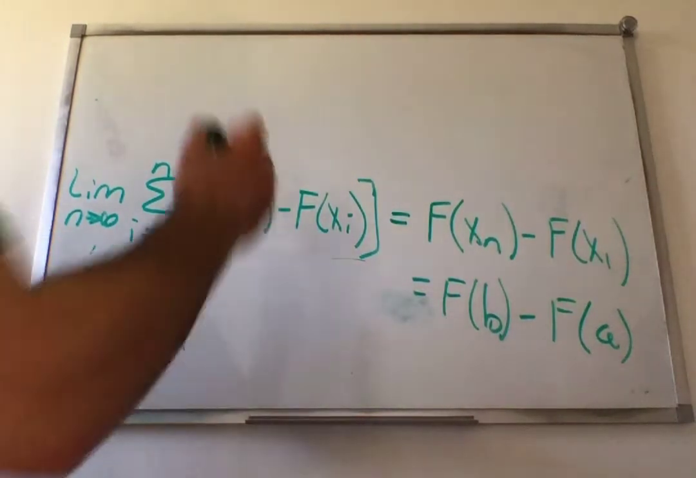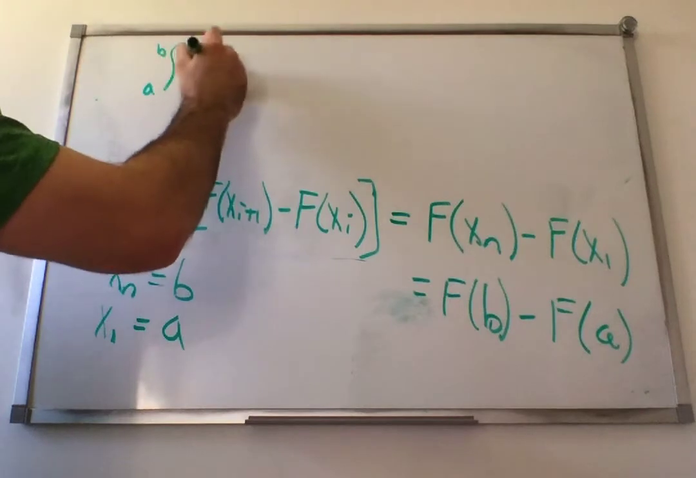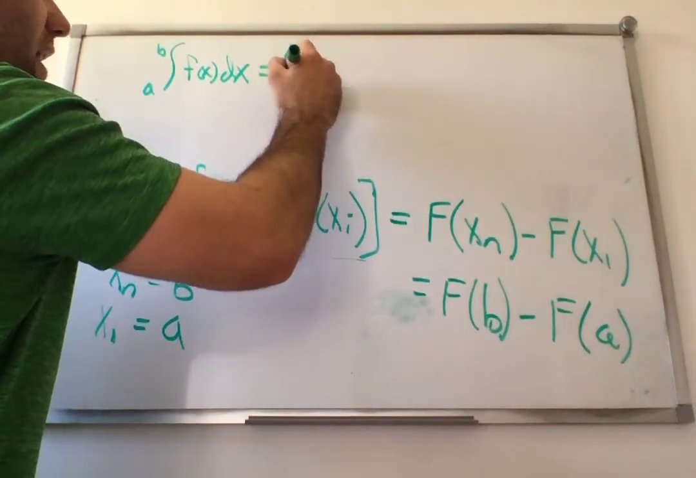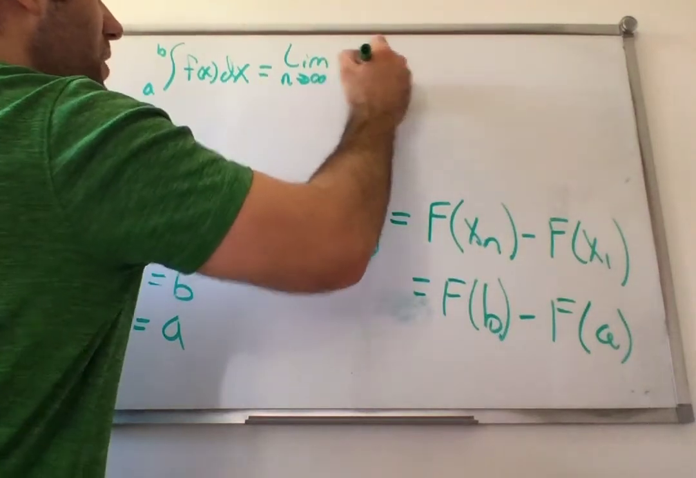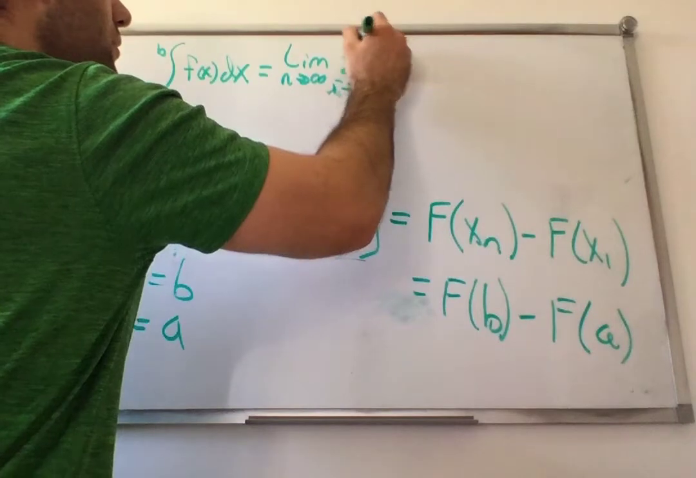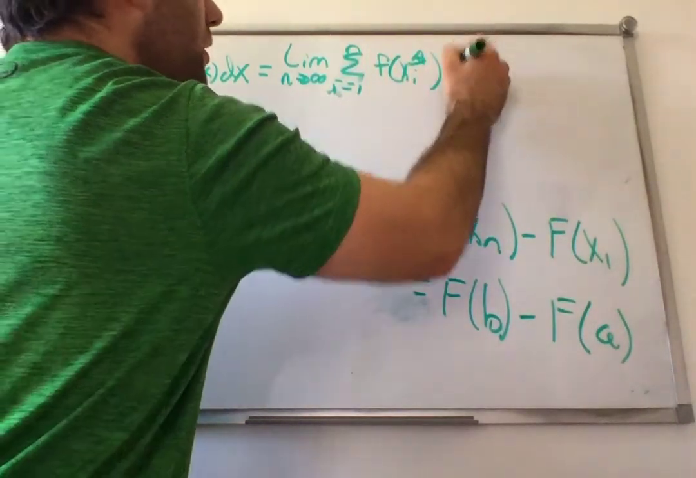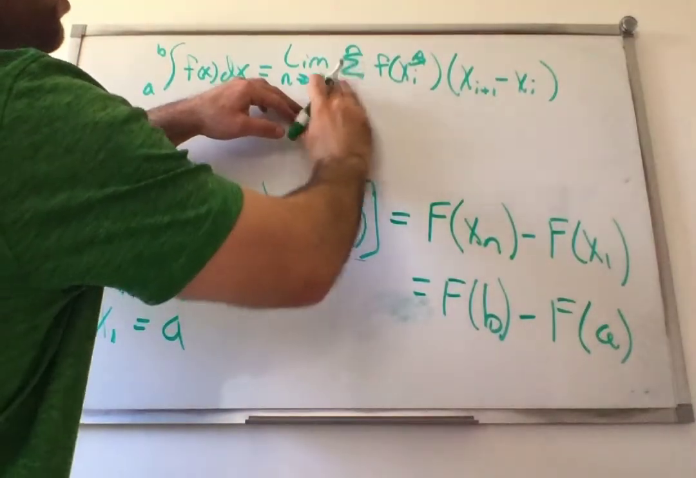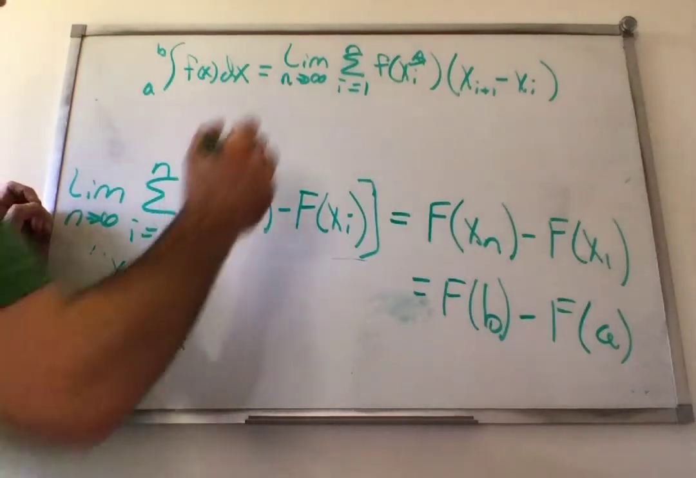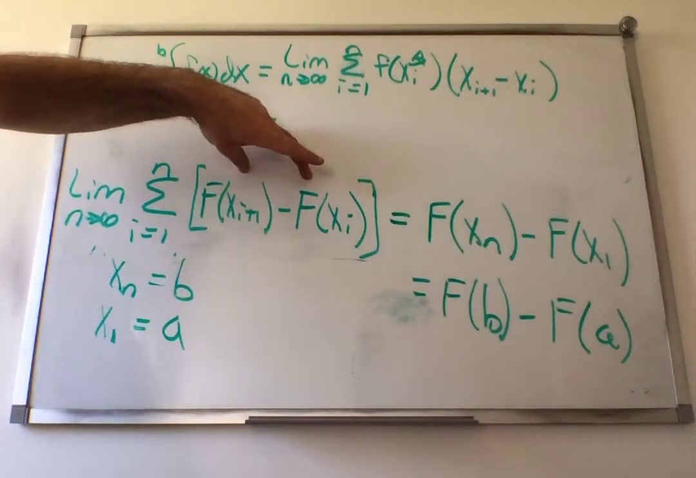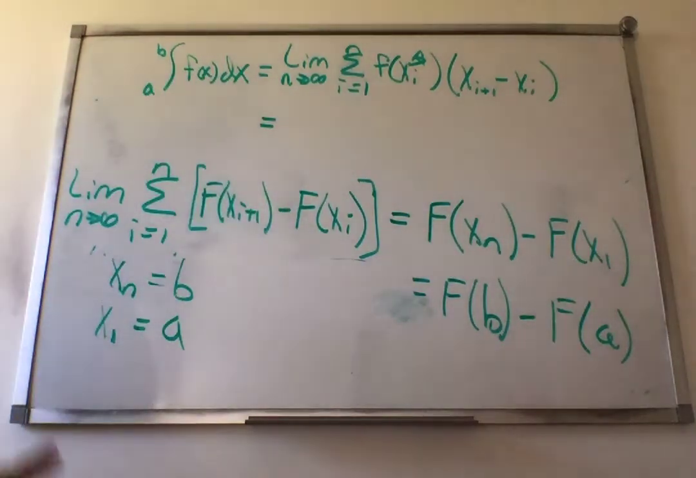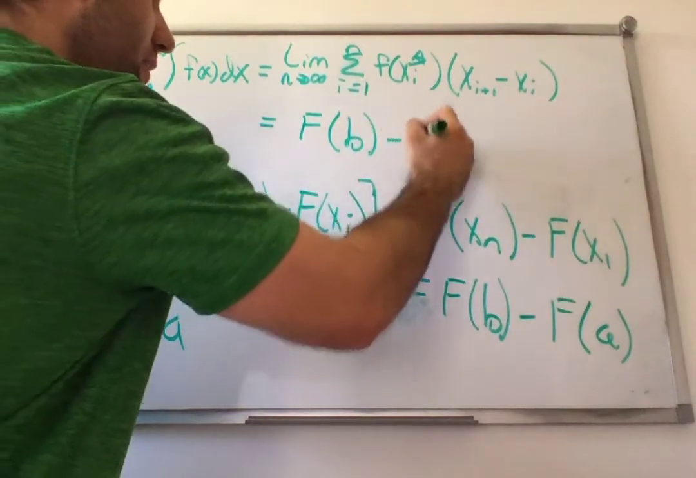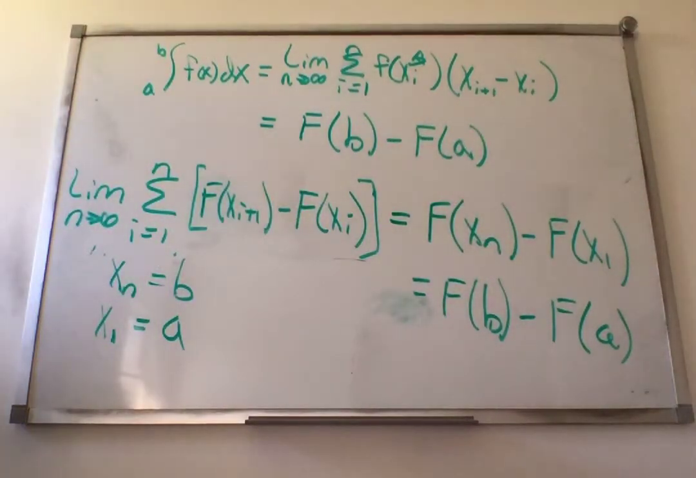Now we have shown that the integral from a to b of f of x dx is equal to the limit as n goes to infinity of the sum of these rectangles, f prime of x i star times x i plus 1 minus x i, which from here we applied the mean value theorem, which allowed us to get this summation, and then we went ahead and canceled a lot of terms. Every term cancels except for the endpoints. So we just proved the second fundamental theorem of calculus.